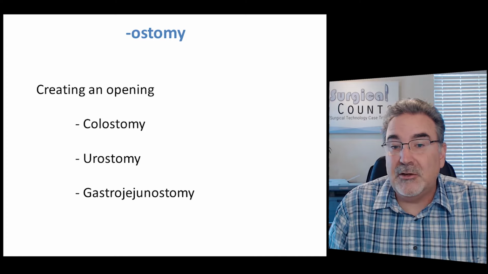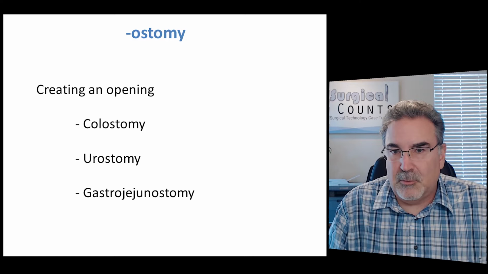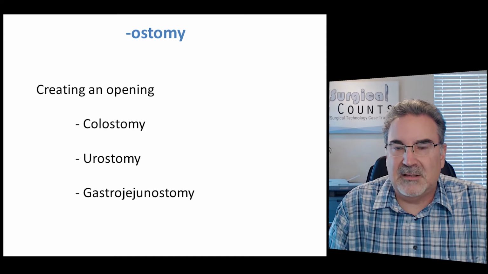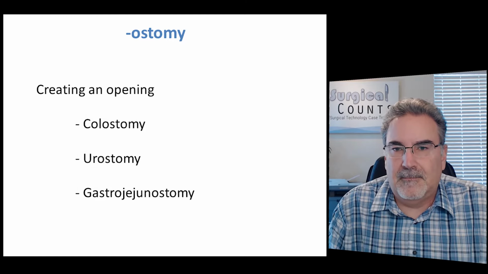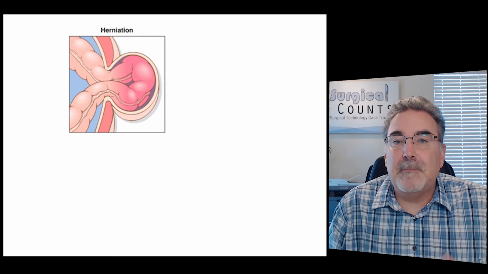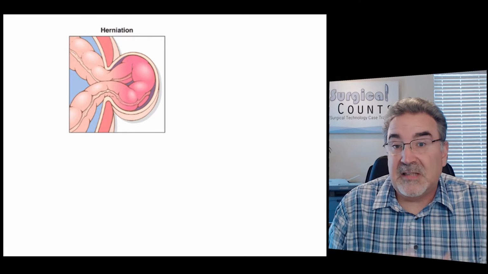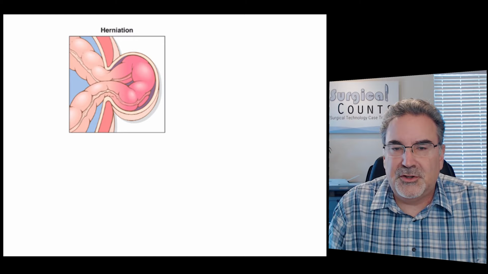So a gastrojejunostomy is an opening between the stomach and that part of the small intestine. You have the two terms there. It tells you what you're creating an opening between. So let's take a look at some of the pathophysiologies, the things that can go wrong associated with general surgery.